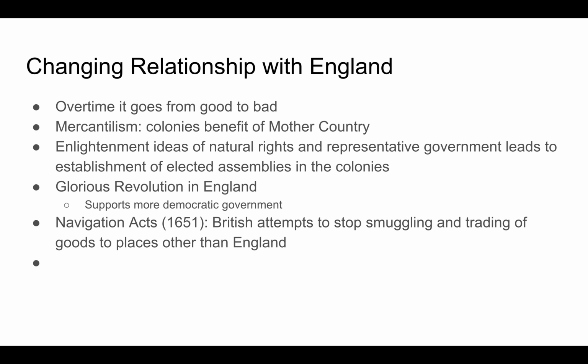And one of the earlier things that kind of starts to aggravate some of the colonists, particularly merchants and people who benefit from it, was a bill passed in Parliament known as the Navigation Acts, and this was in 1651. And this was the British king's, the monarch and the government's attempt to stop the smuggling and trading of goods from places other than England, right? So under that mercantilist system, you could only trade with England, but people in the colonies, illegal smugglers, were trading with other people as well, undermining this mercantilist system. And so this was the effort to kind of stop that, which aggravates a lot of people because it takes money out of people's pockets.